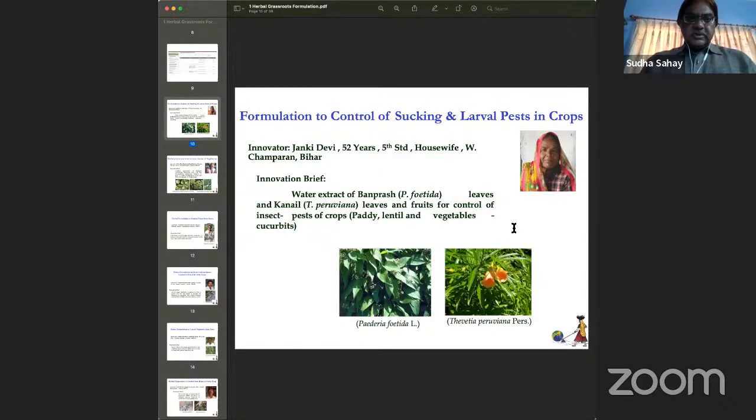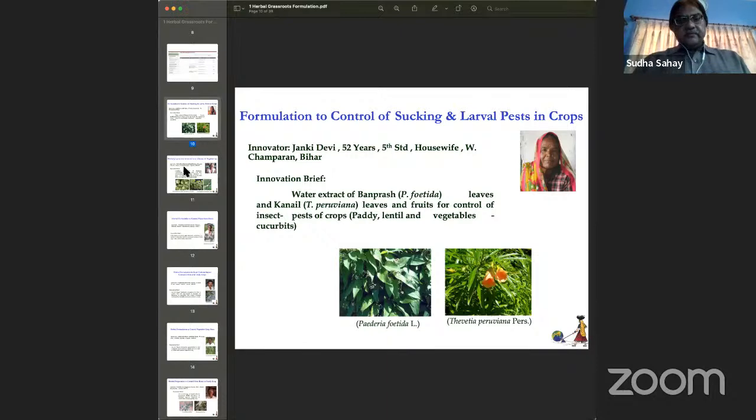This practice is from Bihar, for the control of larval pests and sucking pests. This formulation was made in Bihar, and when we validated this lady's practices in our lab, we found positive results.